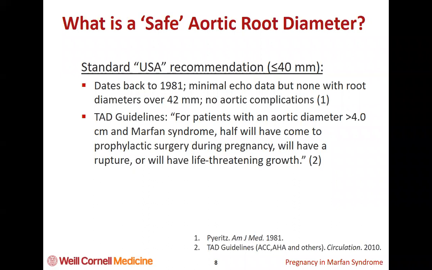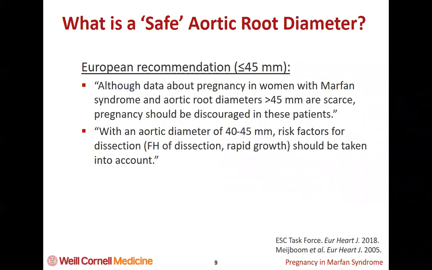For patients with an aortic root diameter greater than 4 centimeters and Marfan syndrome, half will come to prophylactic aortic surgery during pregnancy, will have a rupture, or will have life-threatening growth. In contrast, the European recommendations, which were recently updated in 2018 but unchanged from previous recommendation, discourage pregnancy in women with root diameters of greater than 45 millimeters, but suggest that those with a root diameter in the 40 to 45 millimeter range may consider pregnancy in the absence of rapid growth or a family history of early dissection.